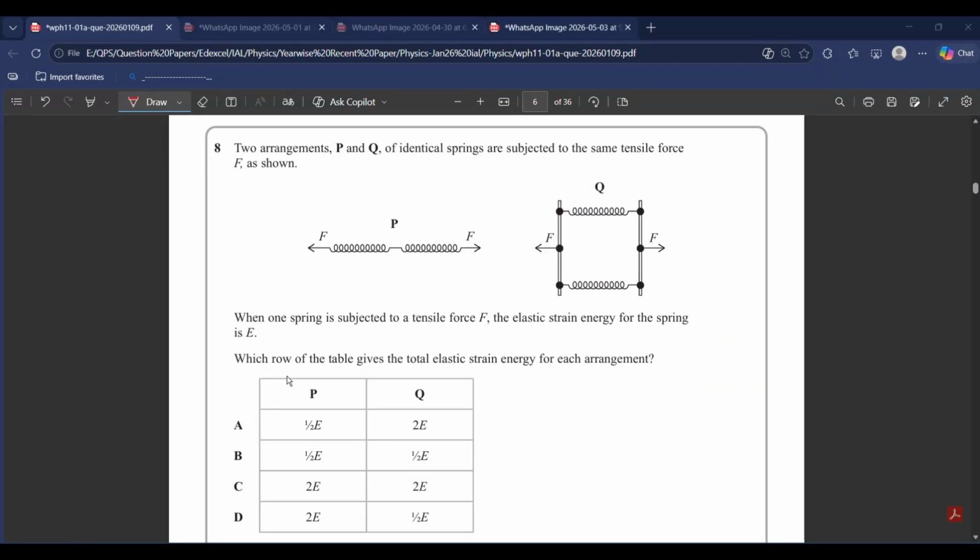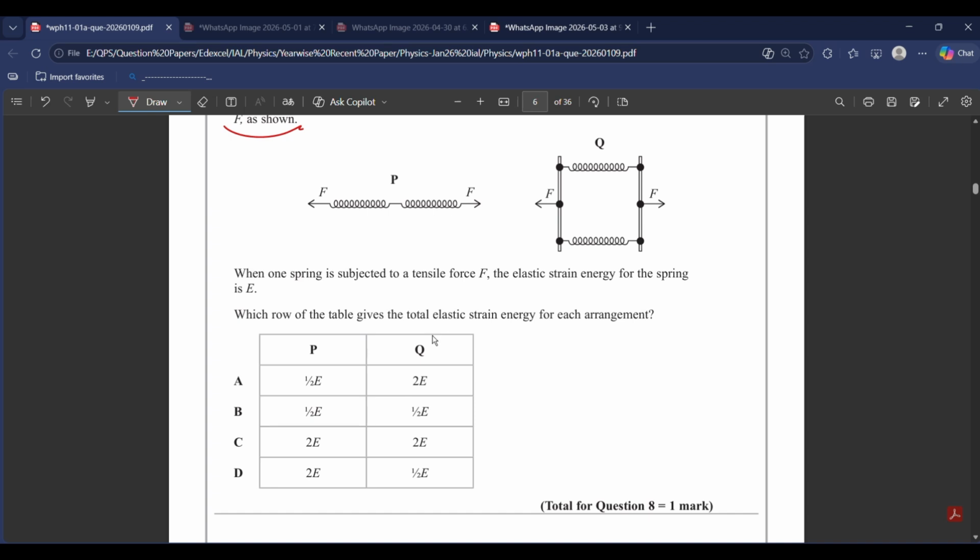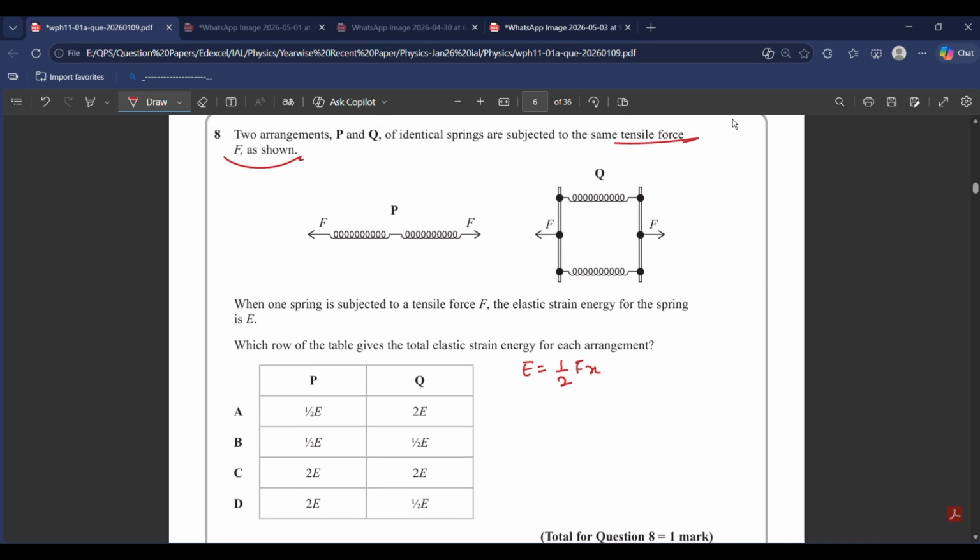For question 8, we are asked: two arrangements P and Q of identical springs are subjected to the same tensile force. Which row gives the total elastic strain? So what do we know about elastic strain? Elastic strain energy is half Fx, right? Now, since nothing is mentioned about the extension, we can eliminate this extension from the equation.